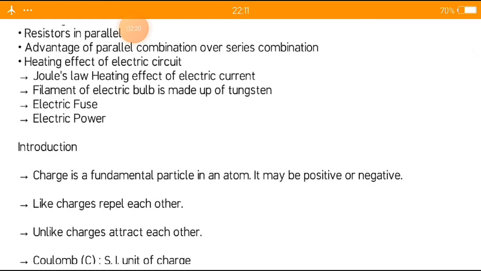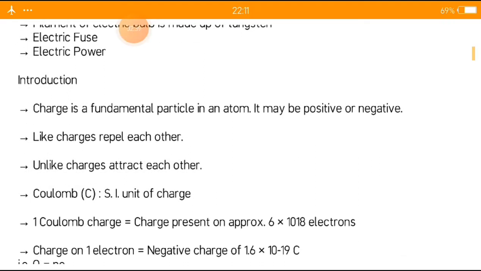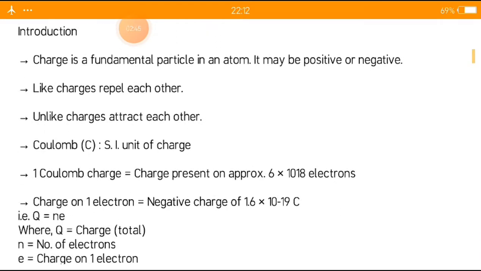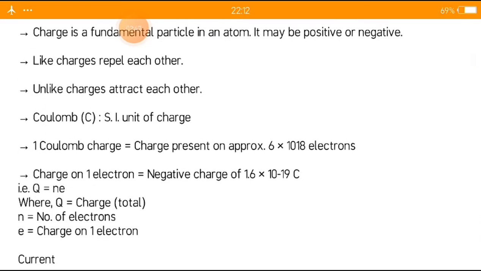Introduction. Charge is a fundamental particle in an atom. It may be positive or negative. Like charges repel each other. Unlike charges attract each other. Coulomb is the SI unit of charge. One coulomb is equal to the charge present on approximately 6 into 10 raised to 18 electrons.